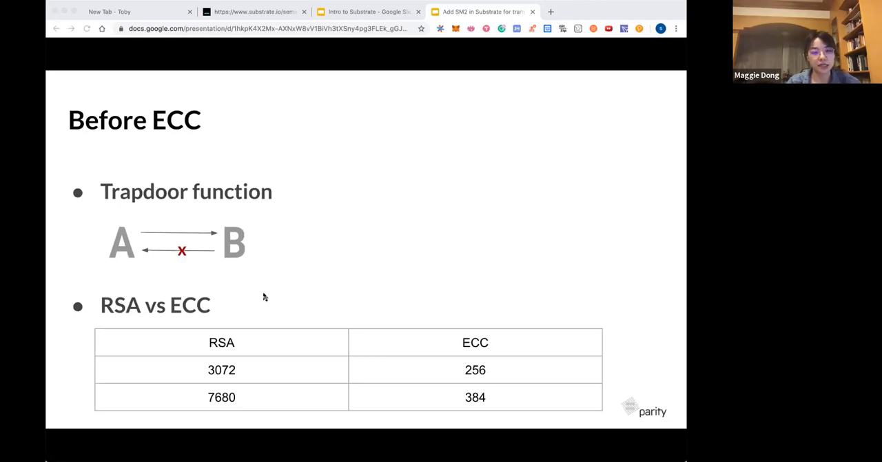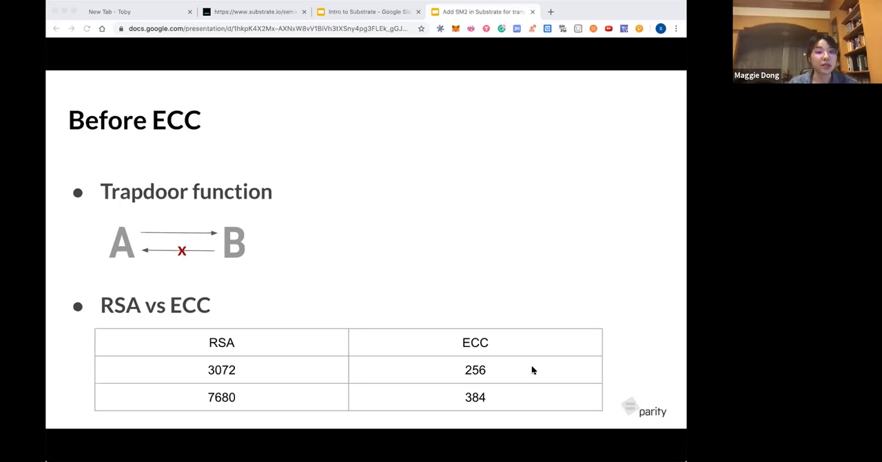Before we really get to the details of the elliptic curve, we're going to talk about the trapdoor function, which is a math function that underpins the whole public key cryptosystem. Here, if we start with A, we can easily get to another value B using the trapdoor function. Going one way, from A to B, is very, very easy. But if you start with B and you want to get back to the value A, it's very difficult or impossible to do that. So basically, a trapdoor function is a function that is easy to go in one direction, but very hard to go in the other direction. This is the foundation of the public key cryptosystem.